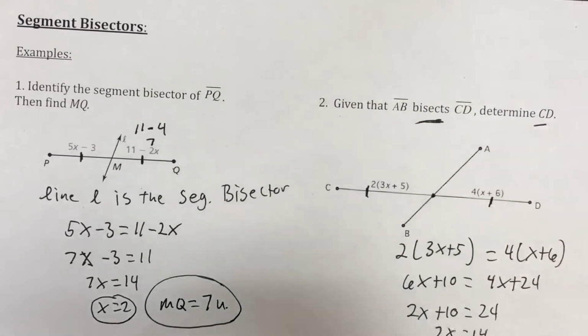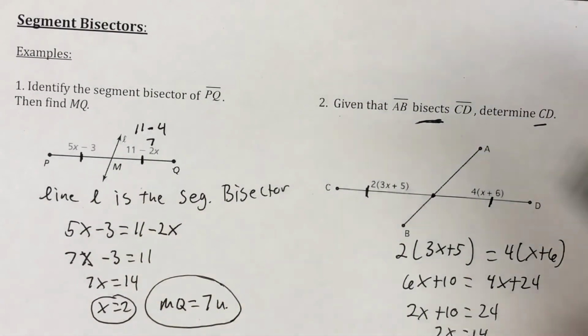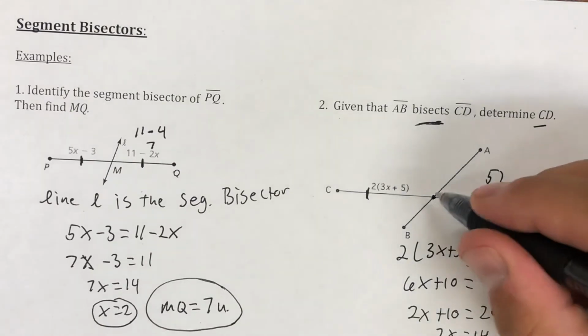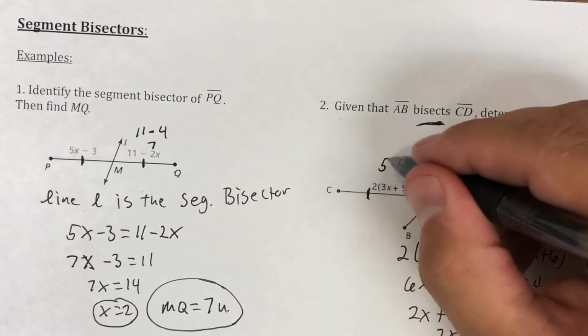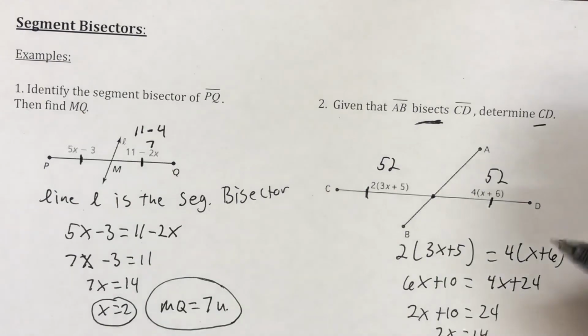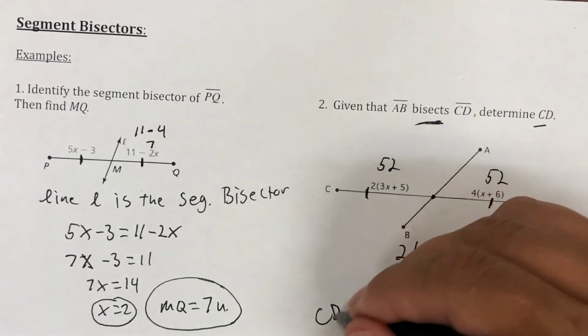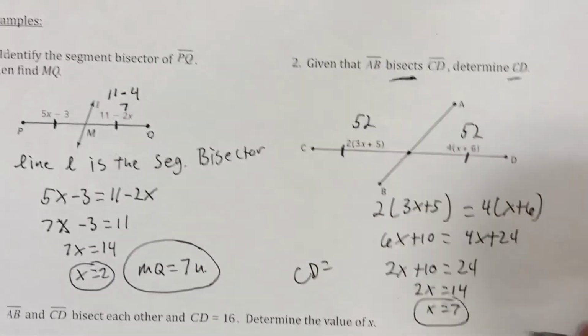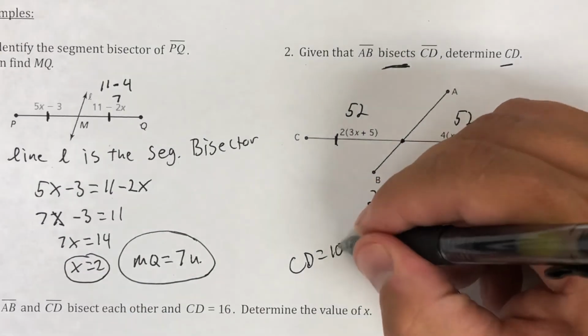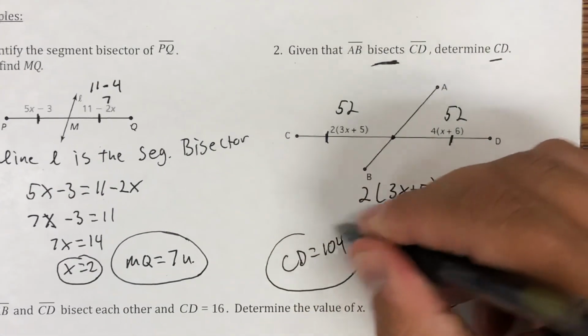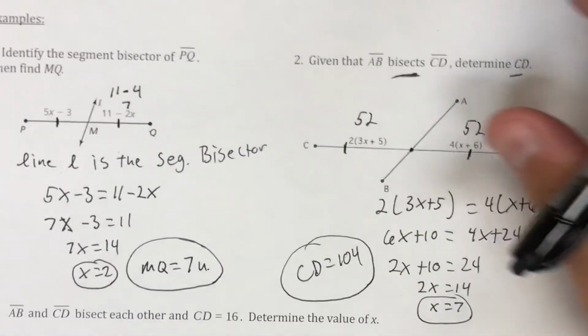We have to take 13 times 4. 13 times 4 is 52. So that means this part's 52. They are equal, so this is also 52. The entire length CD is equal to 52 plus 52, which is 104. Circle in my other answer. All right, last example here.